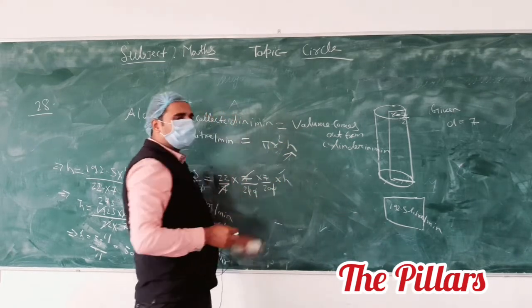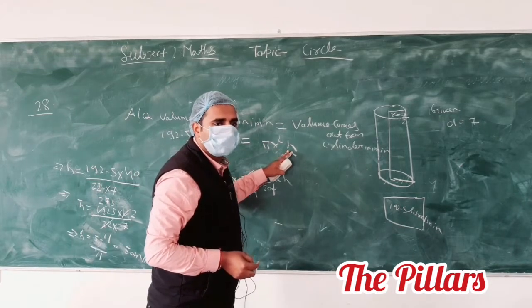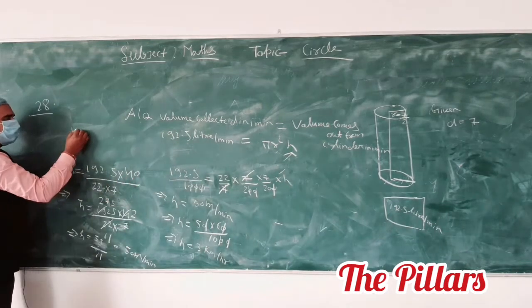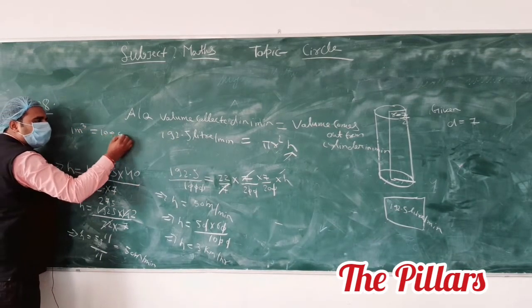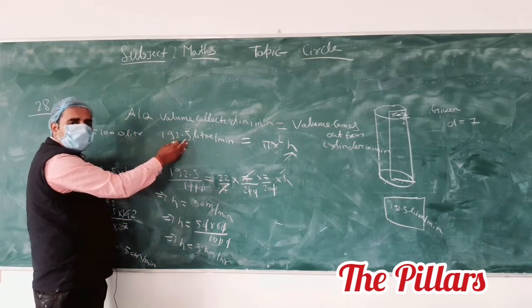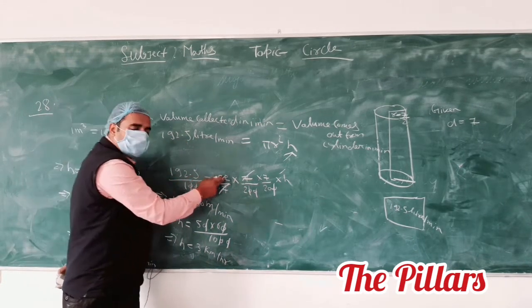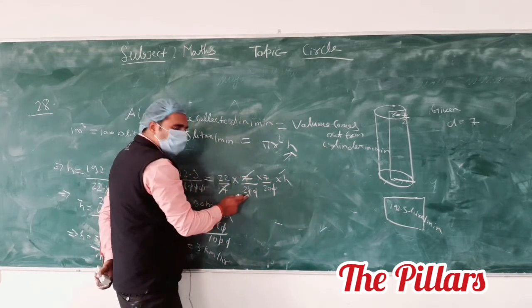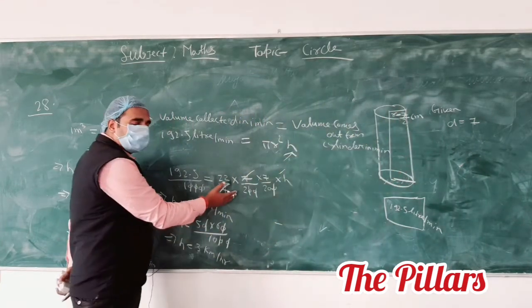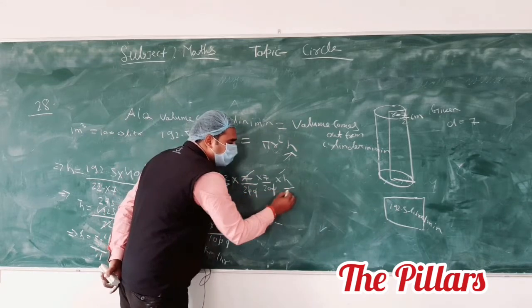The question asks what the speed is. You know that 1 meter cube equals 1000 liter. If we want to convert liter to meter cube, we divide by 1000. So 192.5 divided by 1000 equals 22 by 7 times the radius squared. The radius is 7 by 2, given in centimeter, so we convert to meter by dividing by 100. It means 7 upon 200 into 7 upon 200.